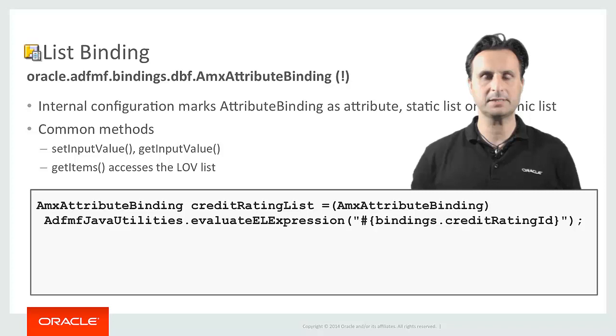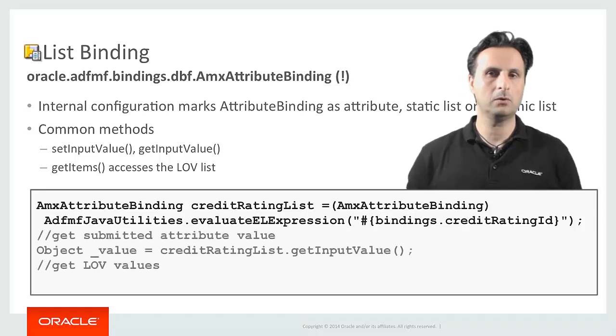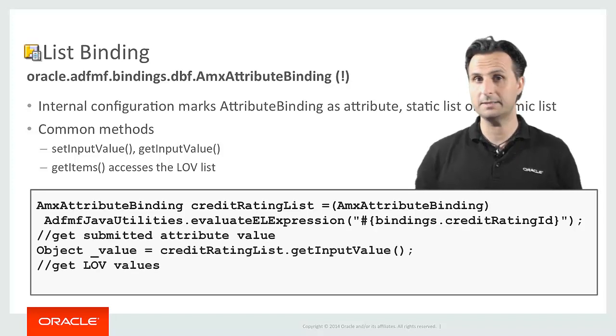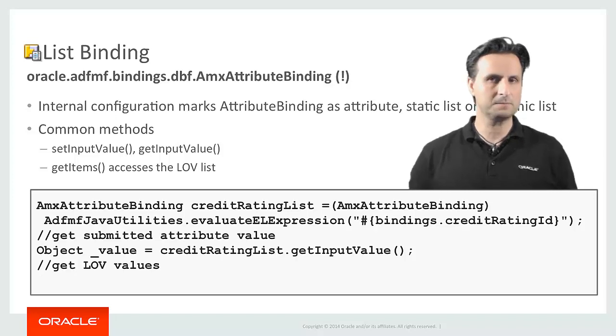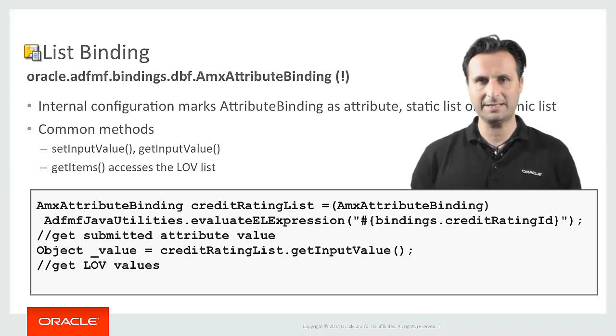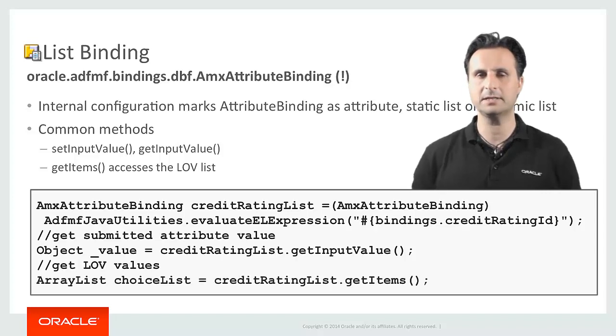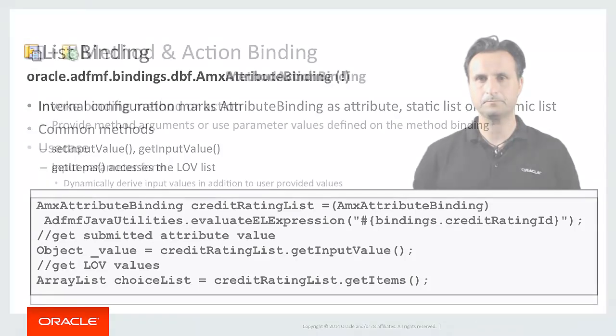So here, no surprise, we do have an attribute binding that we use, and on this attribute binding we could call get input value, or we can even try to get access to the list items. Again, depends pretty much on the setting, on the configuration and the use of this attribute binding. Now if you create a list, select one choice, then internally that flag is set and the attribute binding will behave differently.